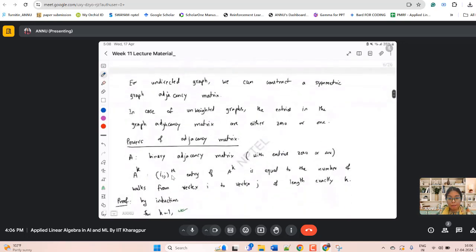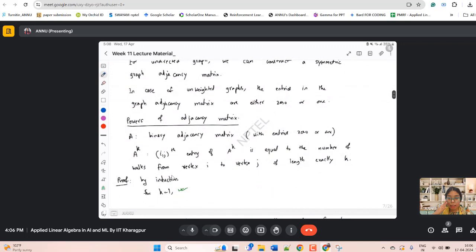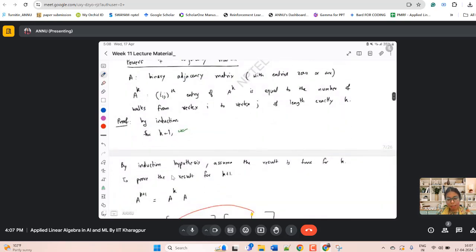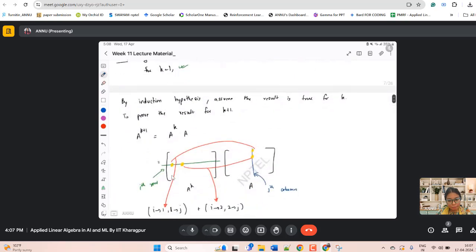Okay. So the power of the adjacency matrix, if we want to calculate that, how would we calculate it? Suppose A is a binary adjacency matrix with entries 0 or 1. Then A power k, where the ijth entry of A power k is equal to the number of walks from i to j of length exactly k. So if the length is asked, you calculate the number of walks from vertex i to j of length exactly k. Okay. By induction you can prove it, but I'm leaving the proof now.